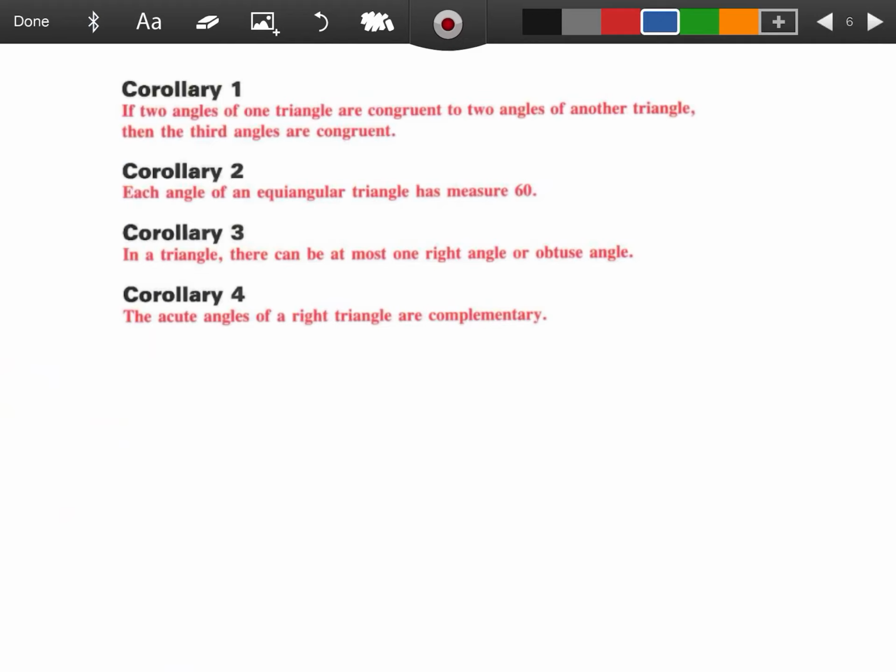All right, so from that theorem, we now have 4 new corollaries. And corollaries are very similar to theorems and postulates in which we accept them because they're proved very easily just by using a theorem. So they can also be used on proofs. So the first corollary that we have is if 2 angles of a triangle are congruent to 2 angles of another triangle, then the third angles are also congruent.